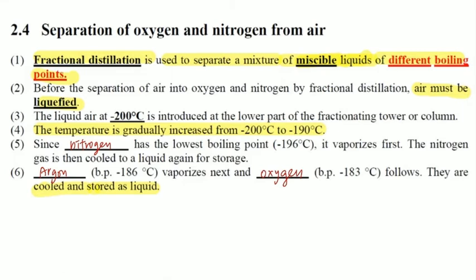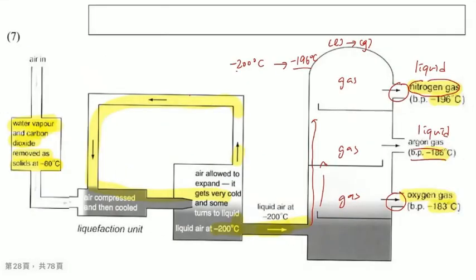Because nitrogen has the lowest boiling point, it vaporizes first and then rises up to the highest. Okay, and then argon will vaporize next and rise to the second position, and then oxygen is at the bottom, because they vaporize in this order. So we can collect them in this order: nitrogen first, and then argon, and then oxygen. At last they will be liquefied again in order to store.